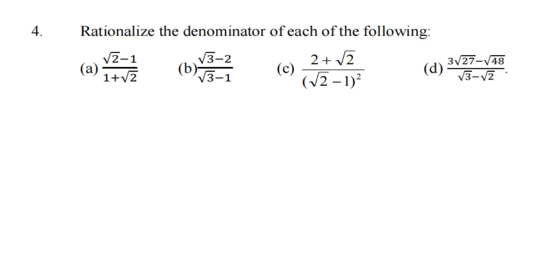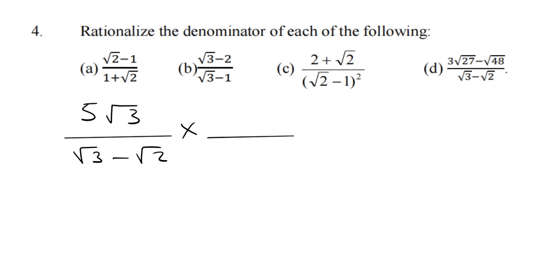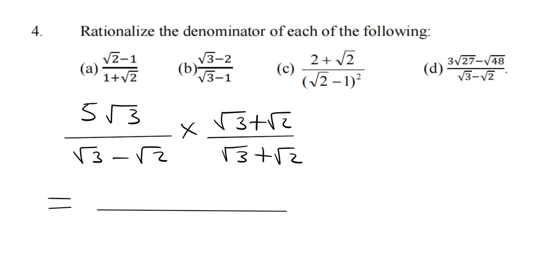Okay, so we are saying we have 5 root 3 on top, divided by root 3 minus root 2. So we're going to multiply by the conjugate on both sides, the denominator and the numerator. So that will be root 3 plus, again also root 3 plus root 2. For the denominator, we're going to do like we've been doing, but let's first solve the numerator.